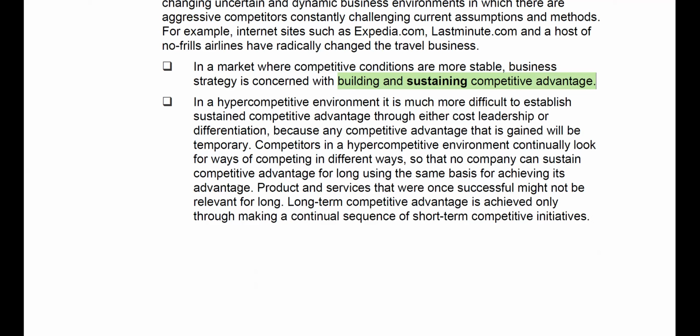Because the environment keeps changing. If you try to do something in a particular way for a long time, it won't succeed because people would have identified it already, or it would have gone obsolete. It would have become stale. Do you get the idea?